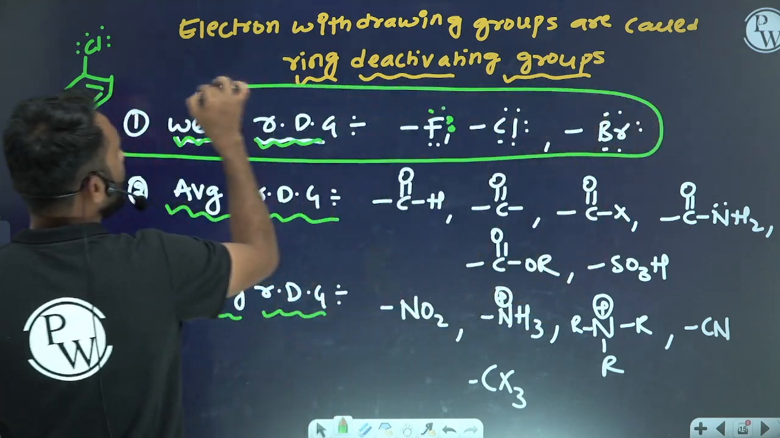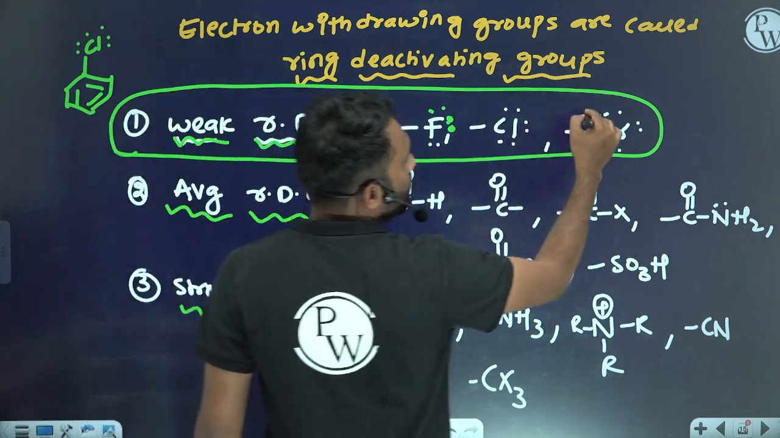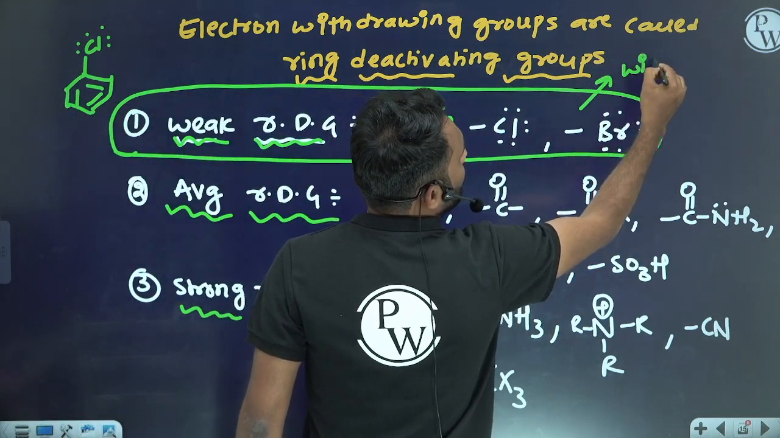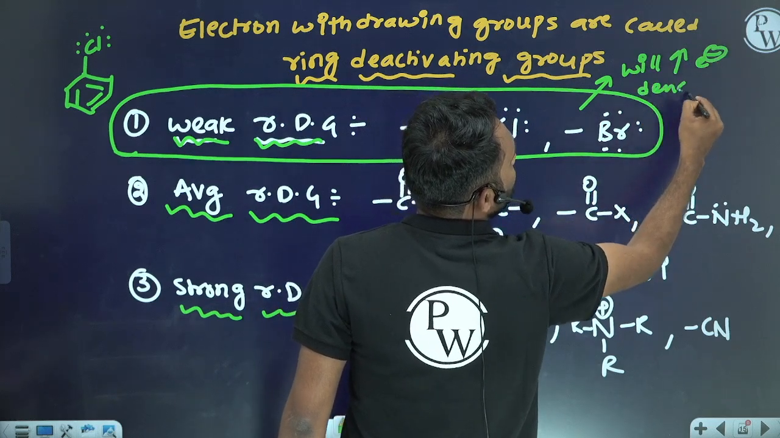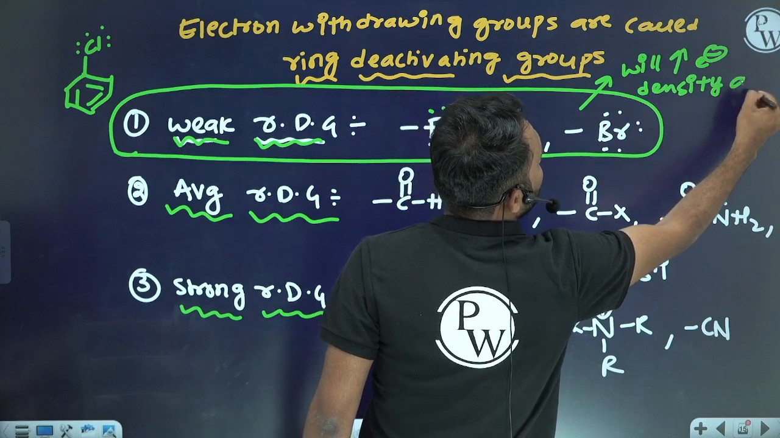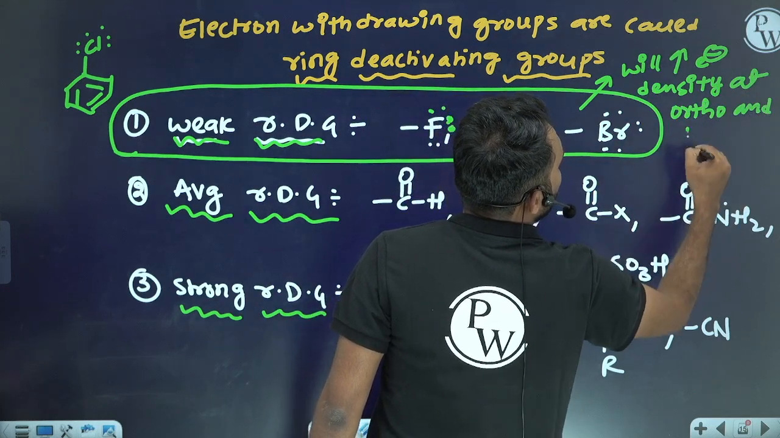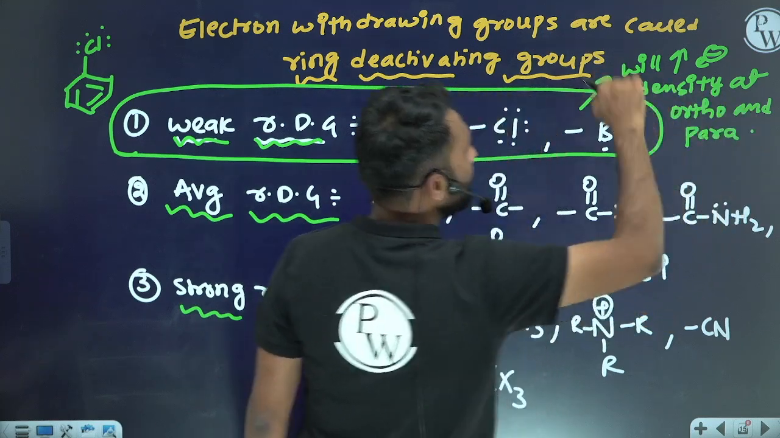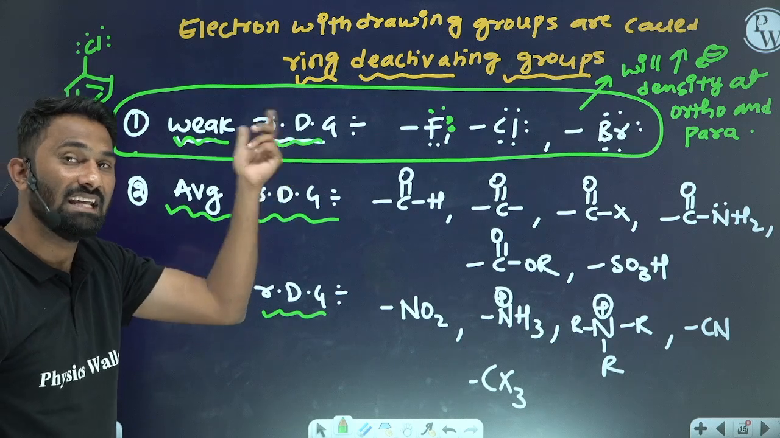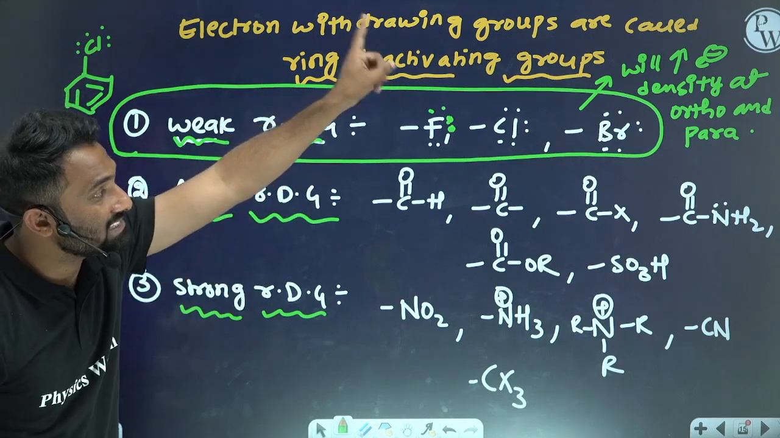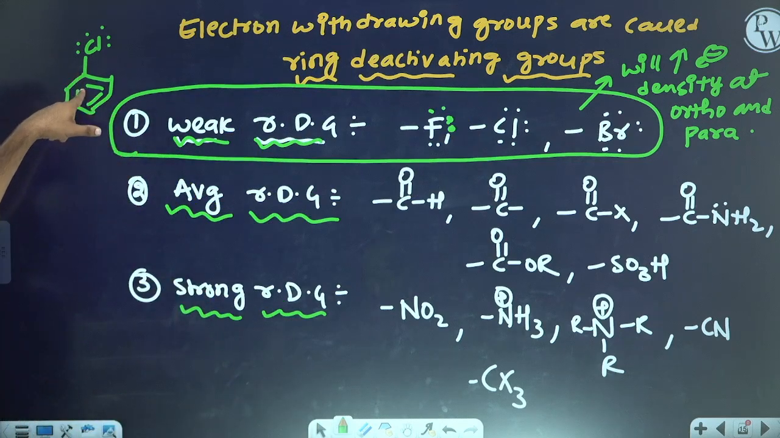These groups increase the electron density at the ortho and para positions, even though this category is weak ring deactivating group. It will increase the electron density at the ortho and para positions. Have I explained clearly?